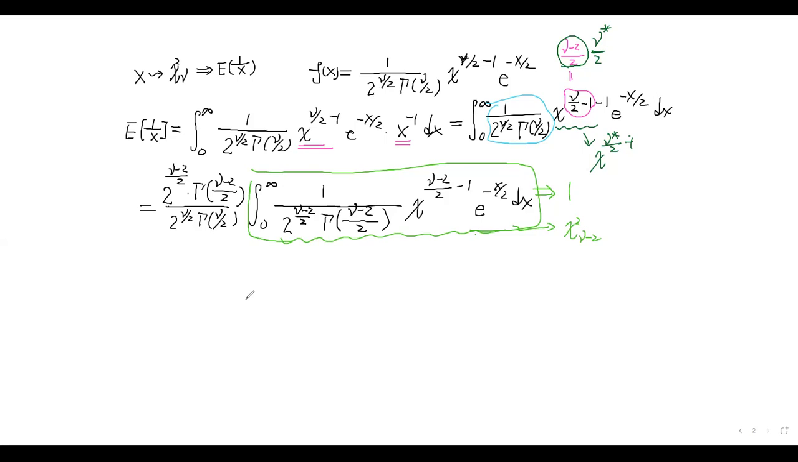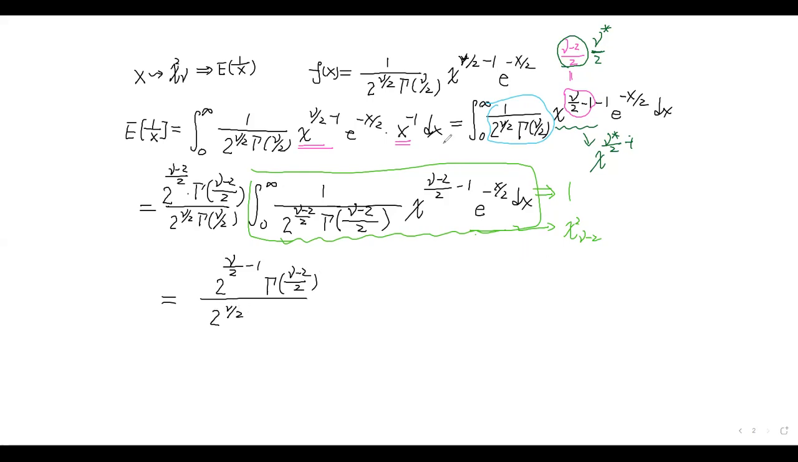So now I have this left here. This is 2 to the V minus 2, right? So you can say V over 2 minus 1. And then this one here is gamma of V minus 2 over 2, and this is 2 to the V minus 2.